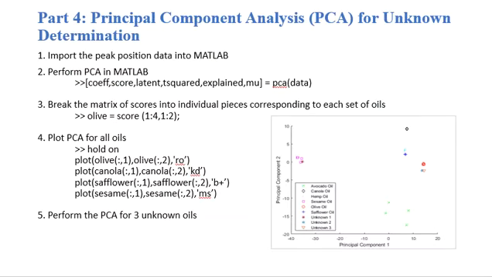Part 4, to identify the unknown oil, put the peak position data into MATLAB and perform PCA by using the MATLAB function PCA. Step 3, and the command plot type code I show on the monitor. Step 4, you will plot PCA by type code at the command window. And step 5, in the same plot you add more of the data for the unknown oils with a unique symbol.